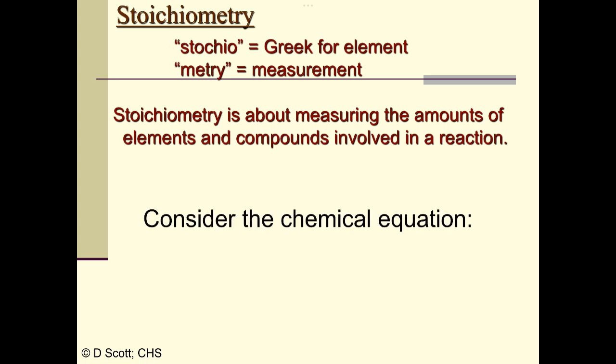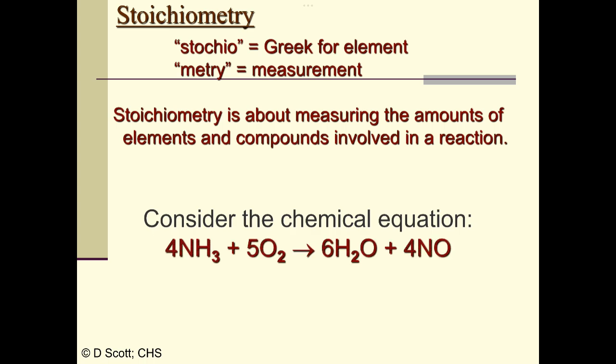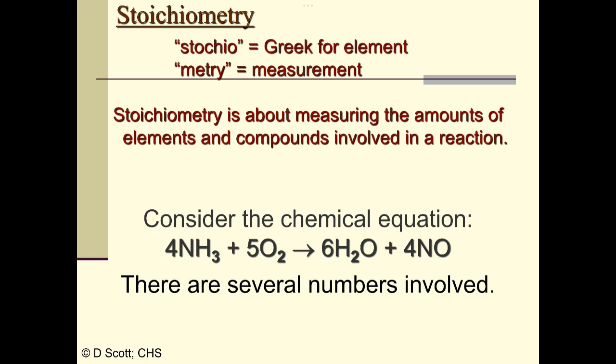So consider the chemical equation. We have here 4 NH3 plus 5 O2 react to produce 6 H2O plus 4 NO. So there are several numbers involved. Now, what do they all mean?